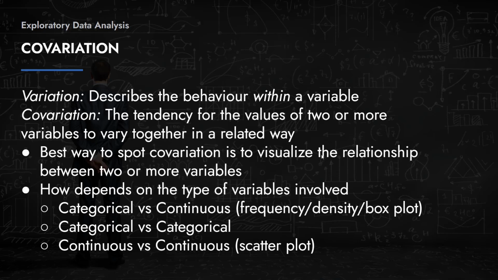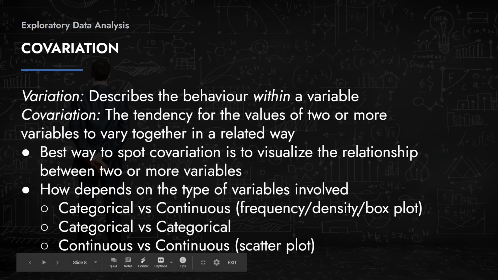Now, the way you would explore for covariation would depend on the type of variables involved. If you want to compare a categorical variable versus a continuous variable, you can use either a frequency plot, a density plot, or a box plot. A box plot is something that a lot of people are scared of, but I'm going to be explaining that in this presentation. You can explore categorical variables versus categorical variables, and for this, you don't really need to plot anything. You can just create a table and see the relationships or the correlations. Or you can compare continuous versus continuous variables, which is basically what we've been doing in this section so far.